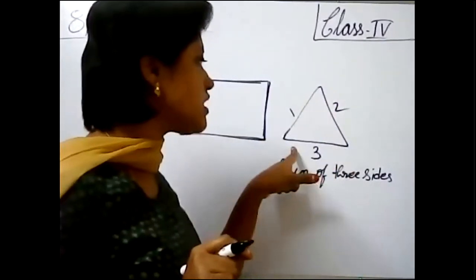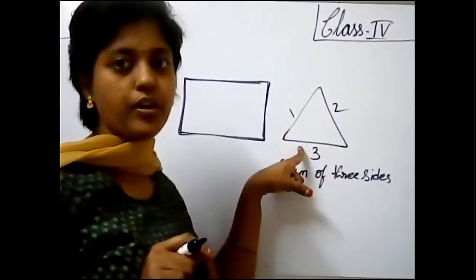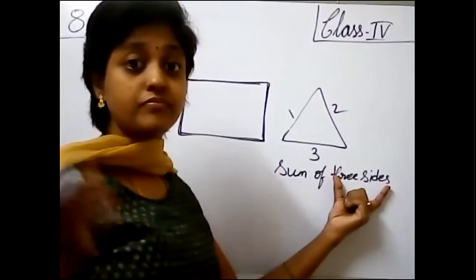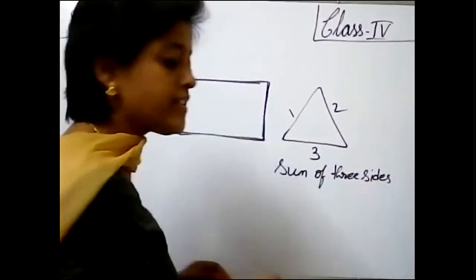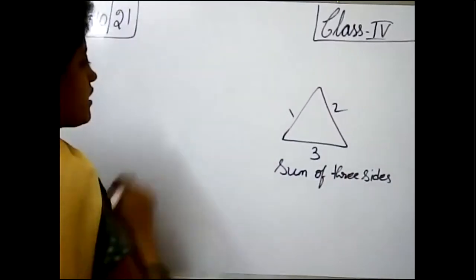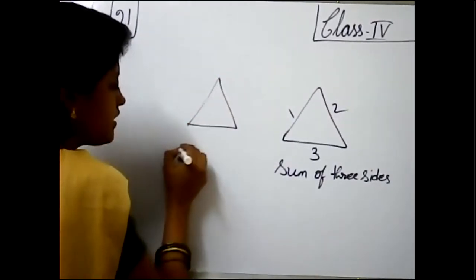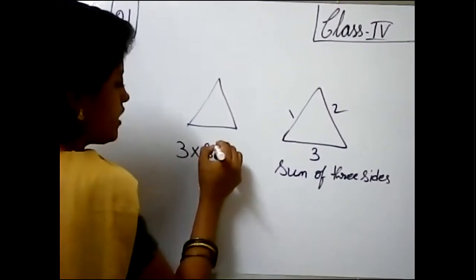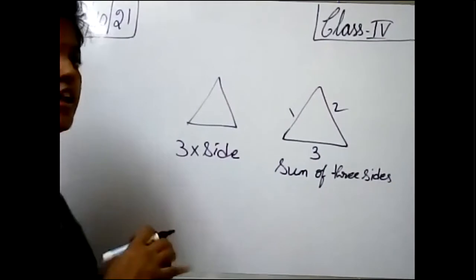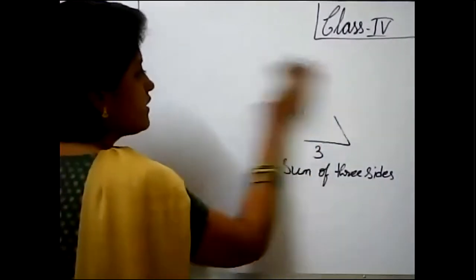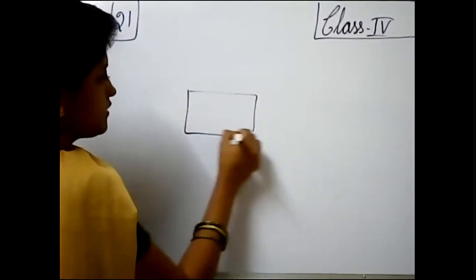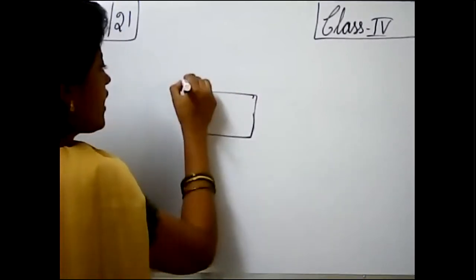Here these are not equal. If all the sides are not equal, then it is the sum of 3 sides. For an equilateral triangle, the perimeter is 3 into side. Now, perimeter of a square. Perimeter of a square is 4 into S. 4 into S.